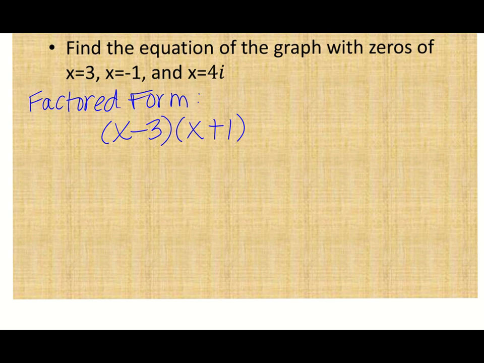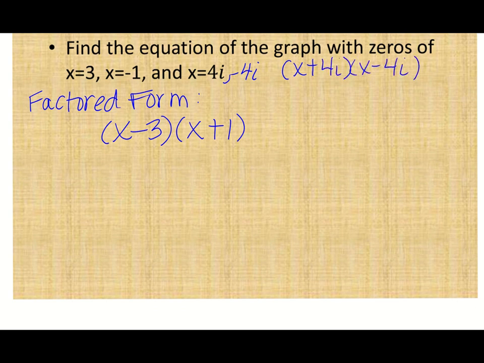Looking at this, it's like, oh, this is a cubic because I have 3 zeros. But I have to remember my complex conjugate theorem, my complex root theorem, and know that my complex roots have to come in pairs. So if I have 4i, I also have -4i. They have to come together. So when I go ahead and write this, I have x plus 4i and x minus 4i.